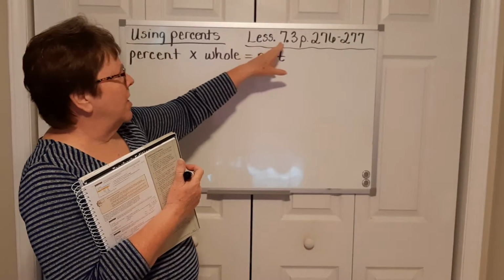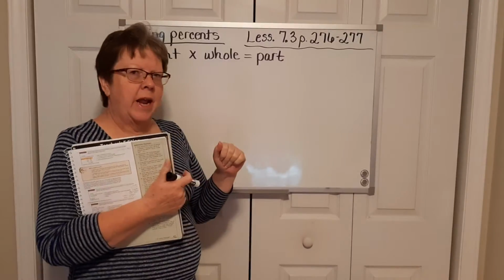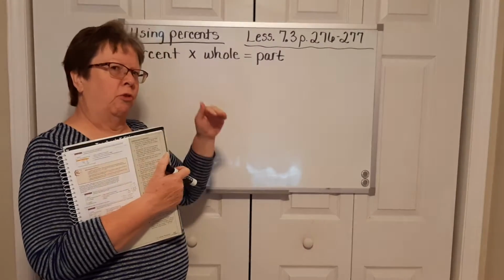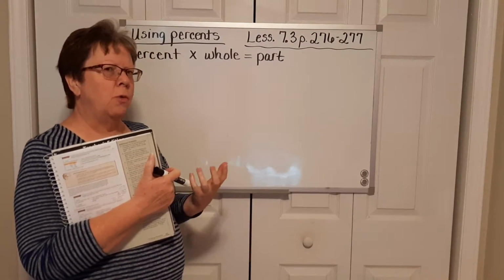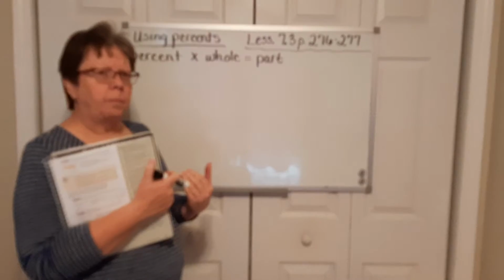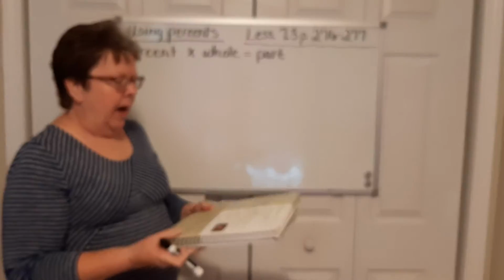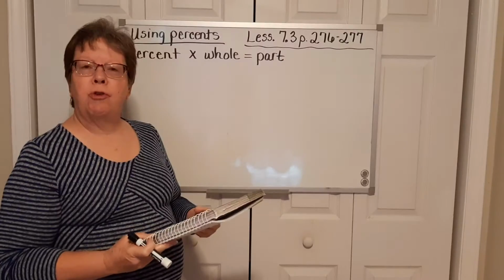Today we're going over lesson 7.3 on pages 276 and 277. We're using percents today. This isn't new because we're still using this formula: percent times your whole equals your part. We're still using that formula, but they're giving us a story problem for you to use that formula to figure out the answer. I'm in your book today, going over the examples beginning on page 276, if you want to follow along with me.